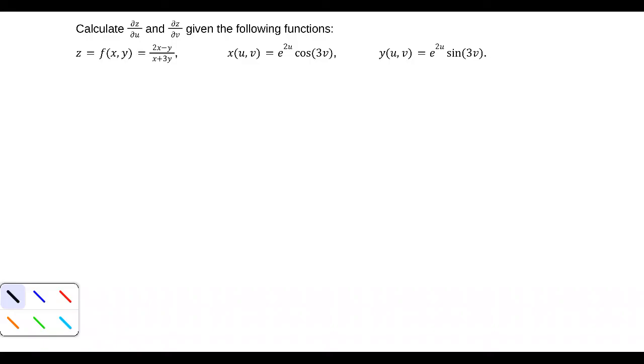Calculate the partial of z with respect to u and the partial of z with respect to v given the following functions. z equals f of x comma y equals (2x minus y) over (x plus 3y), x of u comma v equals e to the 2u multiplied by cosine of 3v, and y of u comma v equals e to the 2u multiplied by sine of 3v.